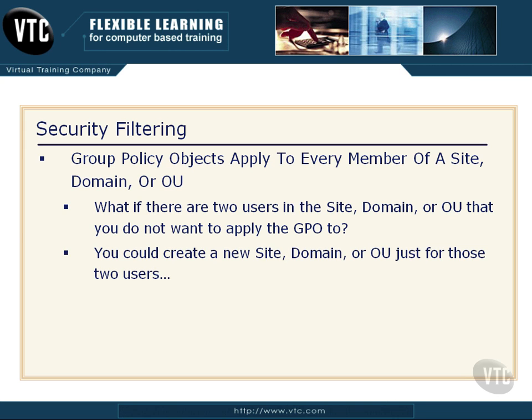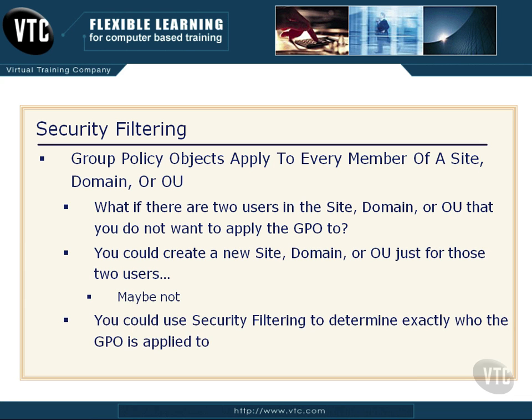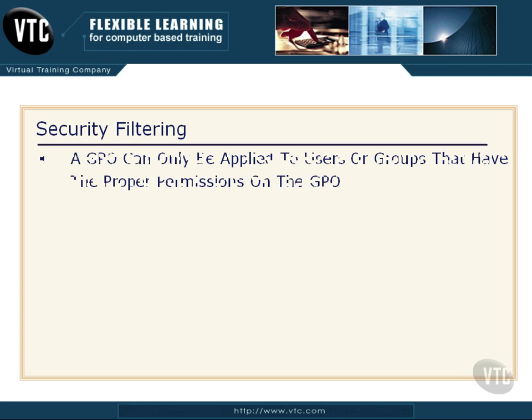One of the solutions is that you could just create a new site, domain, or OU just for those two users and separate them from everybody else. Maybe not. Or you could just use what's called security filtering to determine exactly who the GPO is applied to. Now understand, a GPO can only be applied to users or groups when they have the proper permissions on the GPO. And they have to be able to read the GPO, and they have to have the Apply Group Policy, or AGP, permission as well.